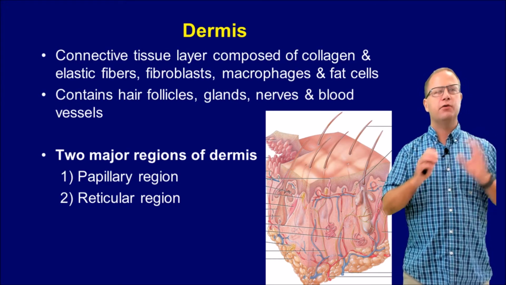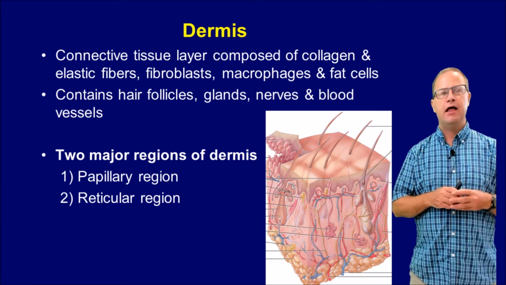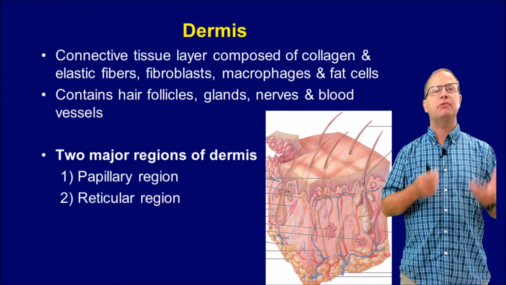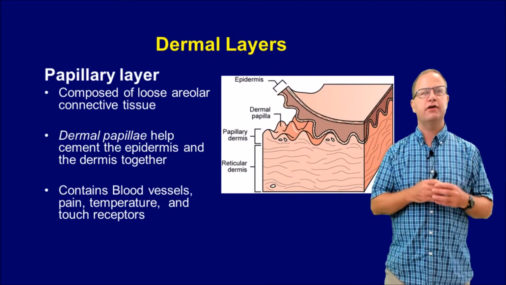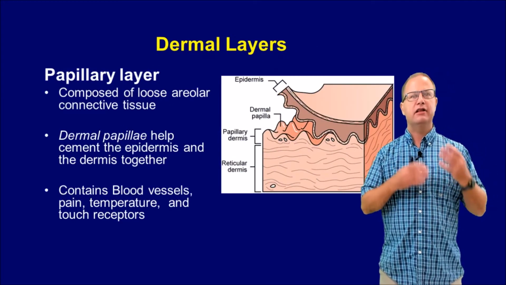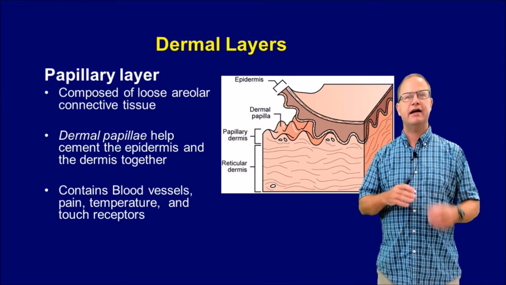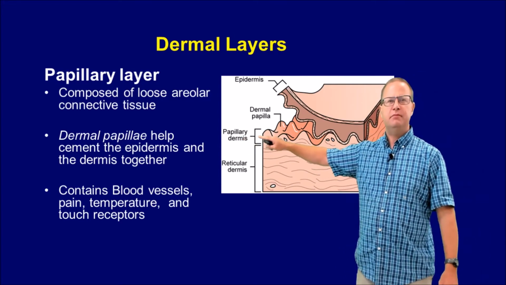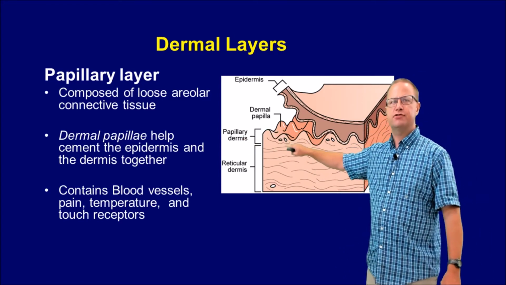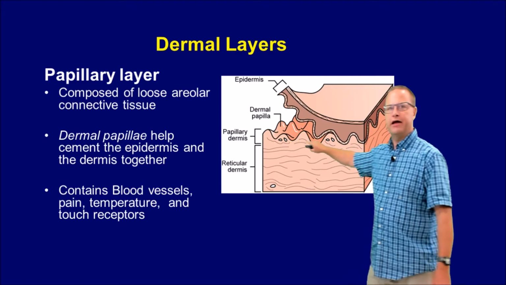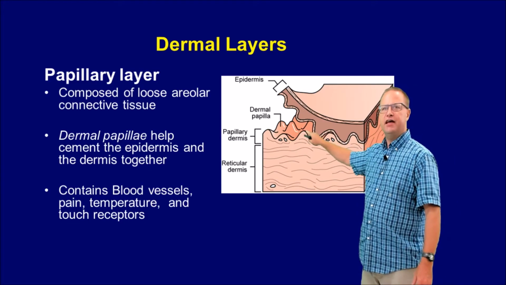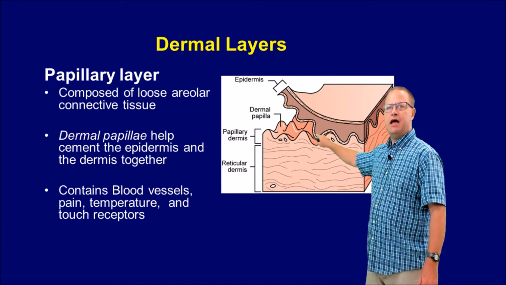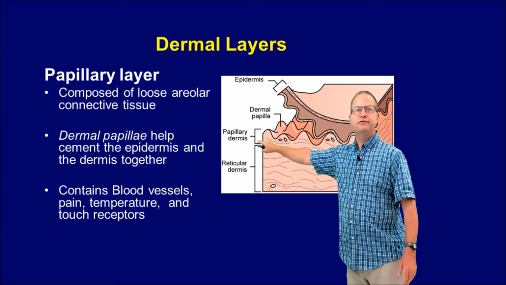There's two different regions of the dermis that we're going to talk about, the reticular layer and the papillary layer. Okay, so let's start out with the papillary layer. So the papillary layer is composed of loose areolar connective tissue. And the word papillae means bump. So you can see these bump-like structures right here in the papillary layer. Now you'll notice that they interdigitate with grooves in the epidermis.